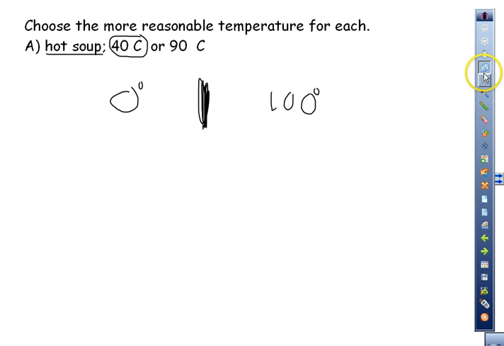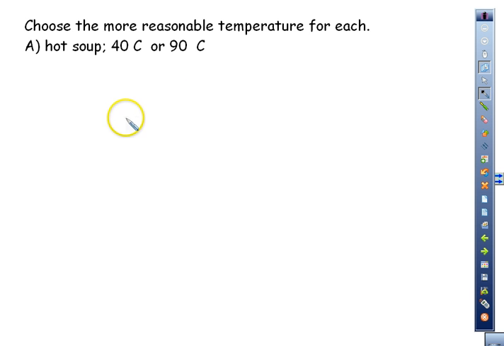Alright, so what we're going to do, and I know that some of this might be off a little bit from my voice, from what I was saying. Some of that's because I had to redo some of this. So anyhow, choose the more reasonable temperature for each. So go ahead and do that, and we'll see what you come up with, which one makes the more sense. And again, remember it's saying hot soup. So go ahead and hit pause and do that.